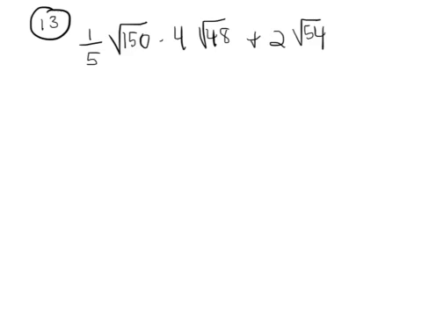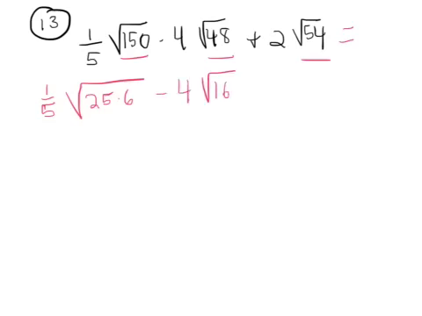Okay, so in order to simplify our expression in number 13, I've got to simplify each of these radicals. So I'm going to just break them down into their factors, looking for perfect square factors. 150 is 25 times 6. This is subtraction, sorry. 48 is 16 times 3. And 54 is 9 times 6.